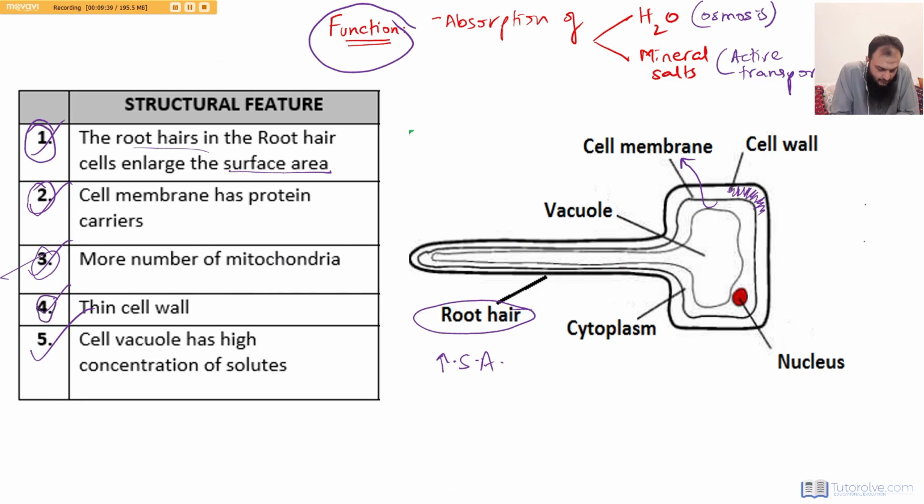And then they have a thin cell wall, as opposed to the relatively thick cell walls that plant cells usually have. Unlike other plant cells, this particular plant cell has a thinner cell wall. We'll see how that aids the function. And point number 5, the cell vacuole has a high concentration of solutes. This is also a very important point we'll talk about. Now let's see how all of these 5 points relate to the function.